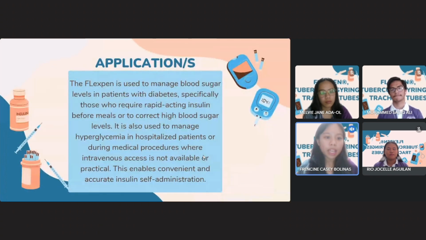For its application, the Flexpen is used to manage blood sugar levels in patients with diabetes, specifically those who require rapid-acting insulin before meals or to correct high blood sugar levels. It is also used to manage hyperglycemia in hospitalized patients or during medical procedures where intravenous access is not available or practical. This enables convenient and accurate insulin self-administration.